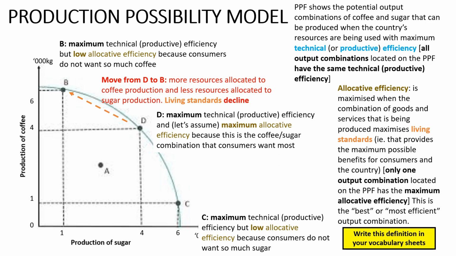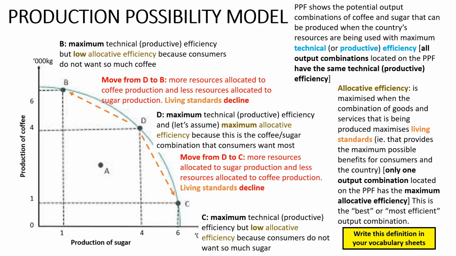Conversely, if the country moves its production away from point D towards point C, that is, if the country allocates more resources to sugar production and less resources to coffee production, then consumers will also be less satisfied, and so their living standards will decline. So now you can see how the production possibility model can be used to illustrate allocative efficiency and living standards.